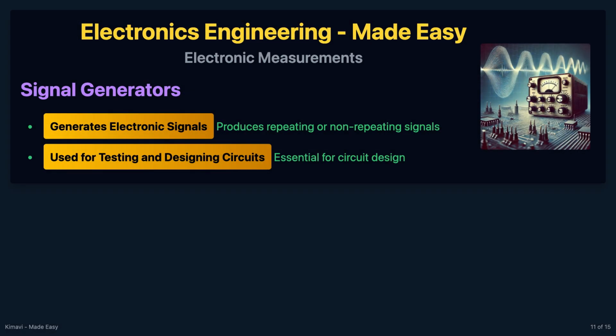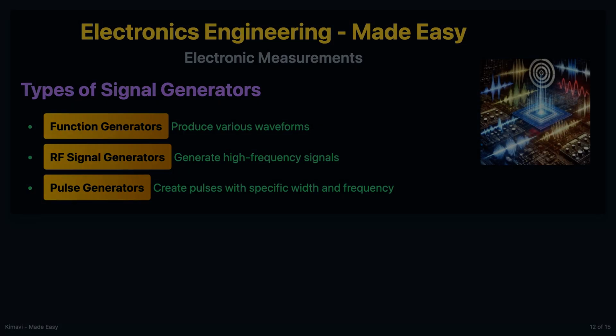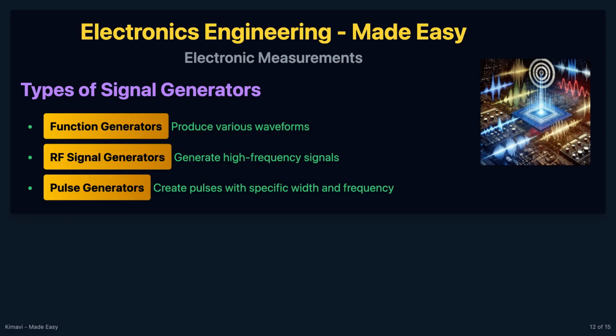A signal generator is an electronic device that generates repeating or non-repeating electronic signals. It is used for testing and designing circuits. There are different types of signal generators.